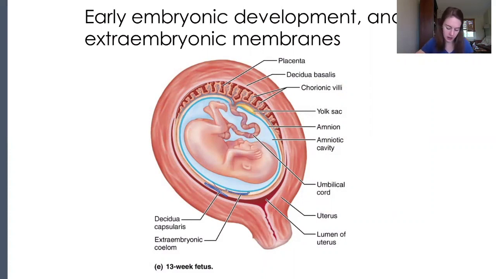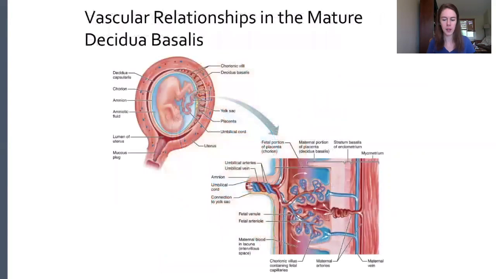The yolk sac, still left over, but very, very small now compared to everything else. And the placenta, that chorion and endometrium of the mom, have developed and are going to stay in this same spot for the rest of the pregnancy. All right, so you can see closer up what this blood supply looks like.